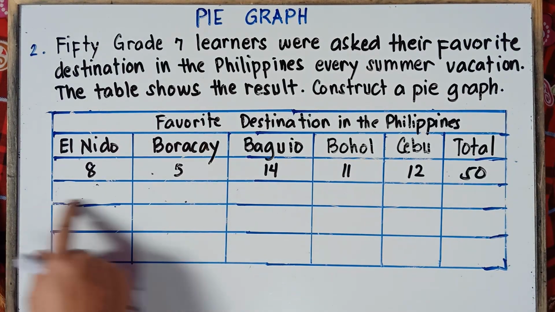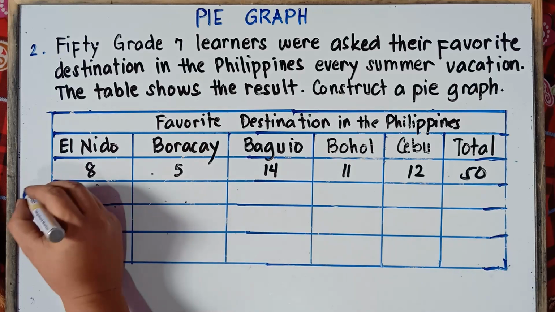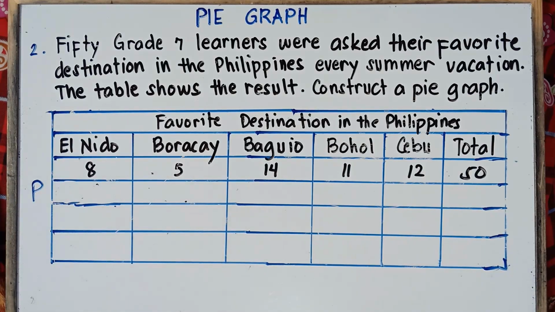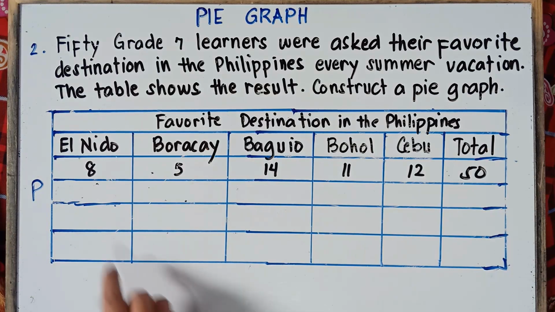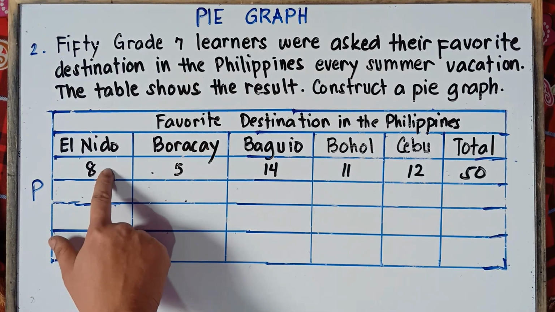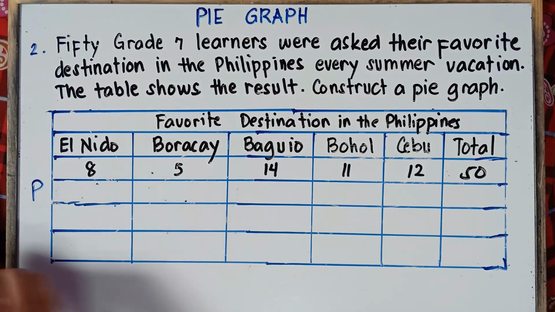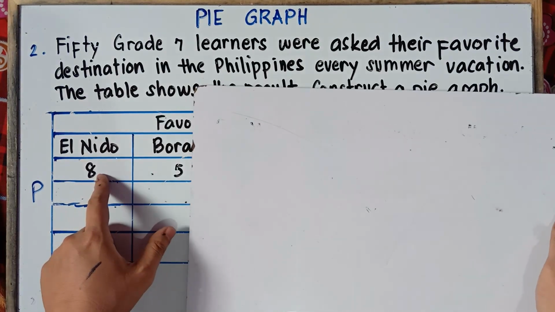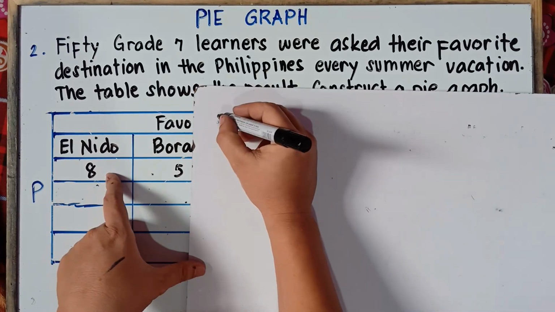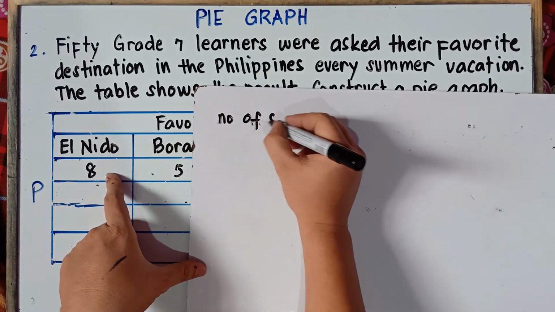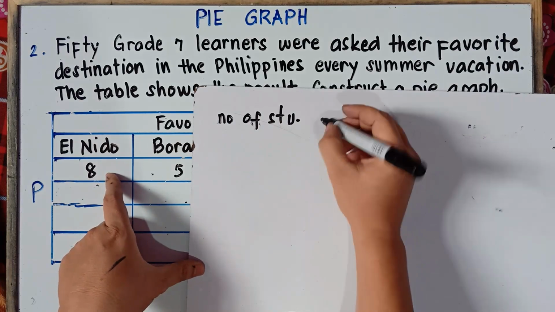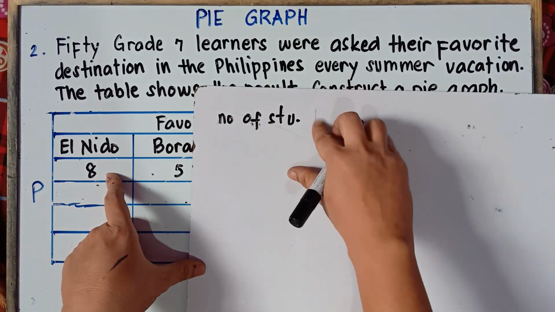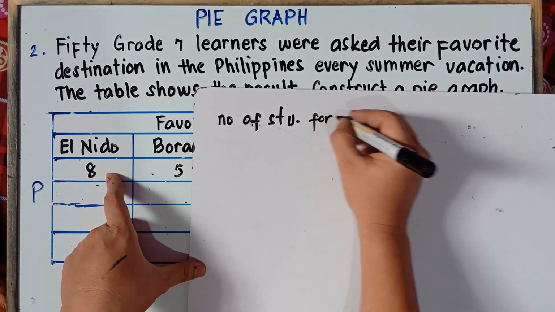Alright, and then this particular row class, next row, that would be the percentage. Now, to get the percentage, class, that would be the frequency in this particular row. So, 8 divided by 50 times 100. So, once again, to get the percentage, that would be the frequency in this particular row, or the number of students for El Nido.